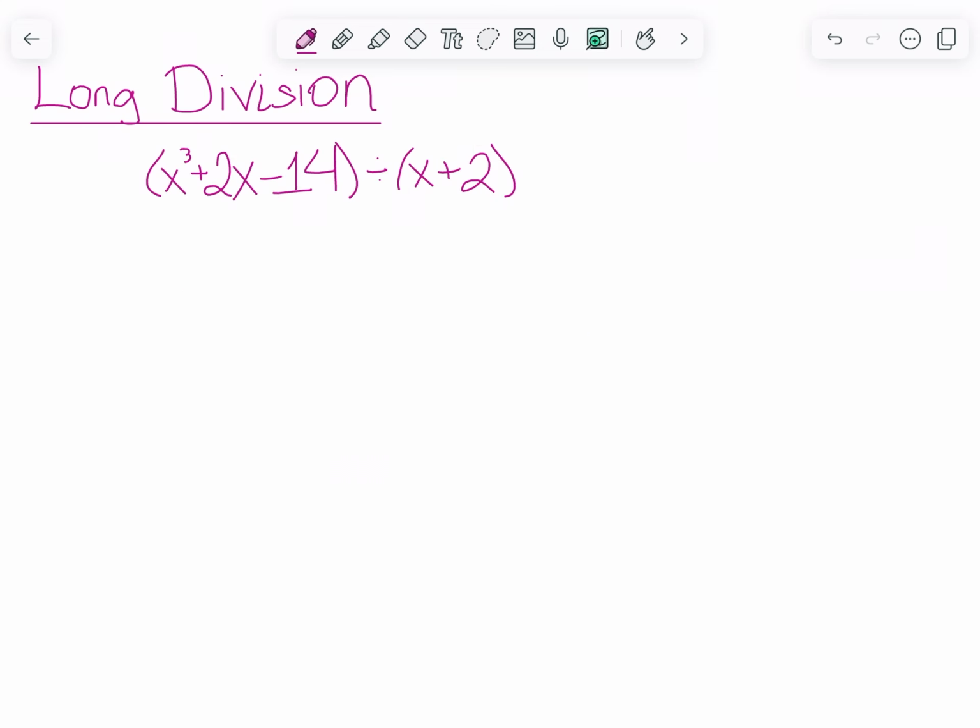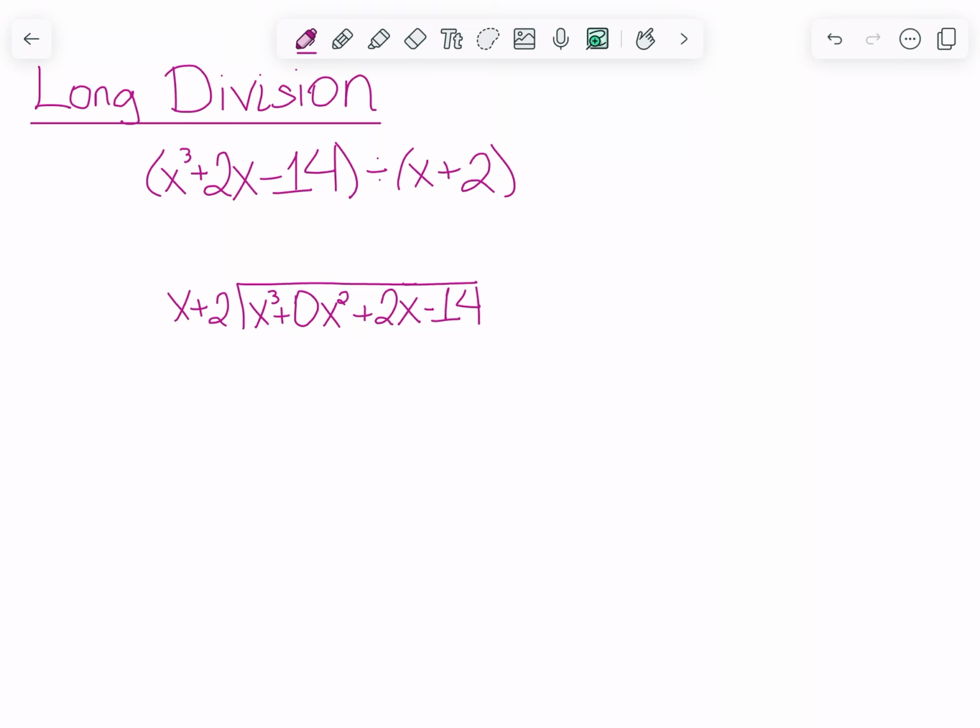Let's look at this problem here. x cubed plus 2x minus 14 divided by x plus 2. It's important to note that there's no x squared term in this first polynomial, but when I write it in my long division form, I need to make sure to account for that. This means that under the division bar, we're going to have x cubed plus 0x squared plus 2x minus 14.